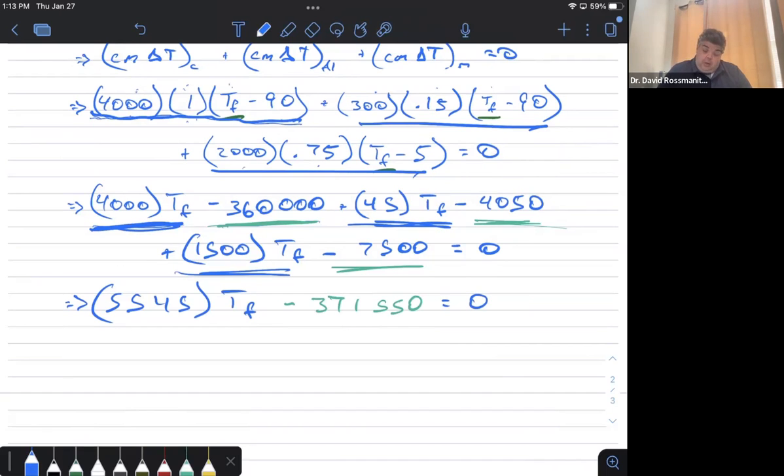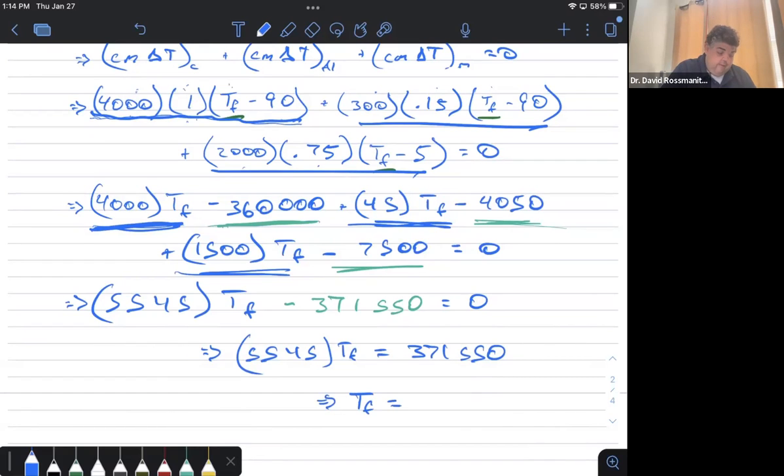All right, well, now you can see the rest is fairly obvious about the algebra. Bring the number to the other side, leaving TF on the left, and then divide over. So we'll have 5545 TF on the left equals 371,550 on the right. Get TF by itself, divide over the 5545, and you get TF is this number divided by 5545 gives me 67 degrees Celsius.